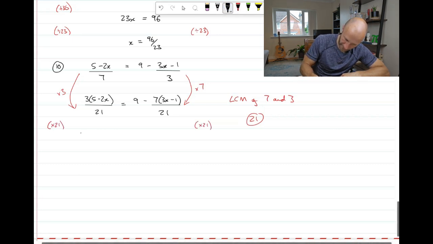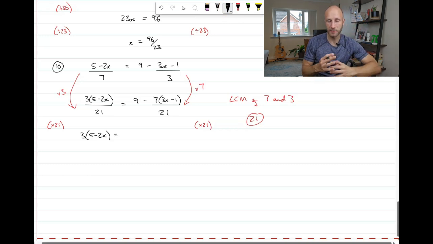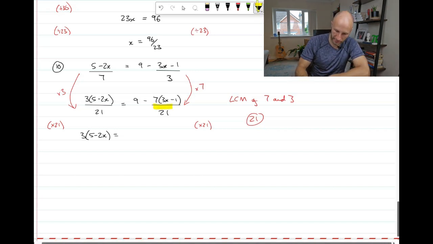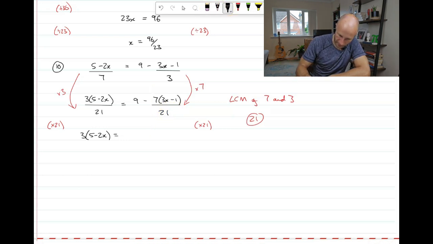When I times the left by 21, it just clears the top. I've got to times the 9 by 21 because it is a separate entity. It's a separate term. It's not over the 21. This over 21 stops. So the 9 needs to be times by 21. So 21 times 9 is 189.